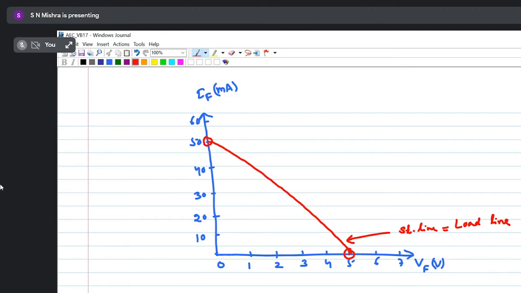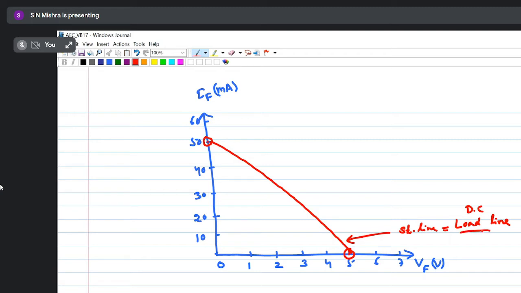Is it clear? It is also called the DC load line because we have connected a DC voltage. The DC load line is a straight line that gives all the DC conditions that could exist in the circuit, meaning 0, 10, 20, 30, 40, 50 milliampere, with voltage from 0 to 5 volt. So any condition within the circuit can be represented by this.